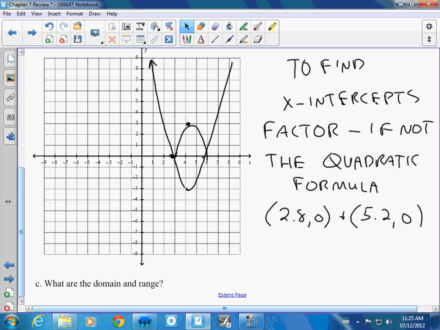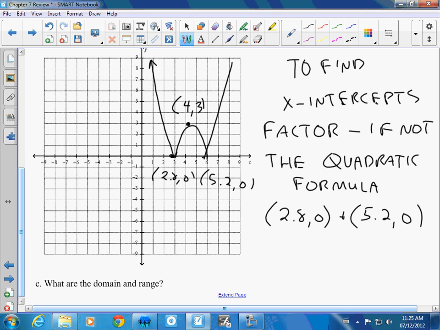So this whole bottom piece is now gone, right? So this point here is 4 comma 3, right? We can actually label these as 5.2 comma 0. The x-intercepts 5.2 comma 0, and what was this? 2.8 comma 0. And I'll give you those, or you factor them.